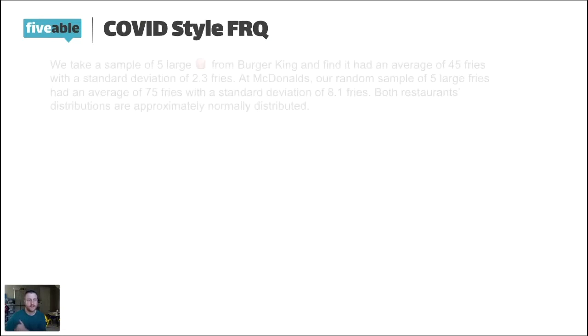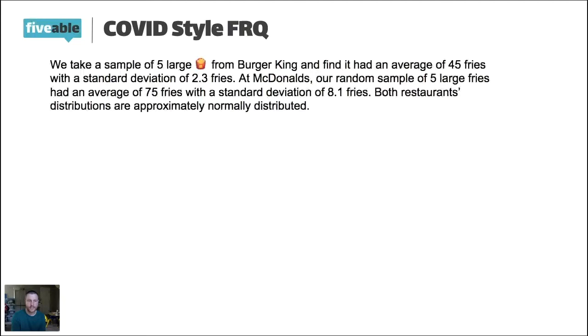All right, so it says we take a sample of 5 large French fries from Burger King and find that it has an average of 45 fries with a standard deviation of 2.3 fries. At McDonald's, our random sample of 5 large fries had an average of 75 fries with a standard deviation of 8.1. Both restaurants' distributions are approximately normally distributed. So all fries from Burger King are normally distributed, and all fries from McDonald's are normally distributed. Okay.